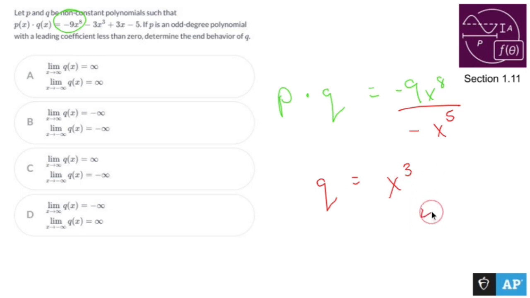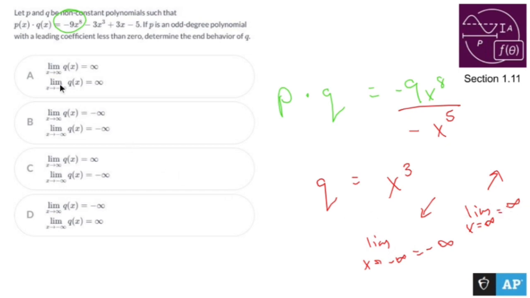Either way, the left side looks like that, the right side looks like that. So the limit as X approaches negative infinity is also going to be negative infinity, and the limit as X approaches regular infinity is going to be regular infinity.